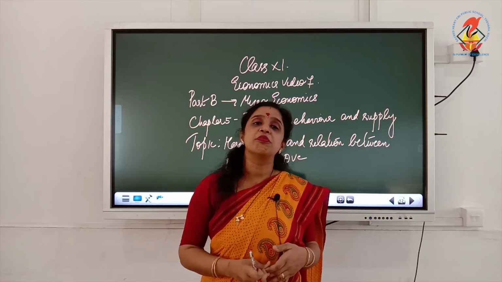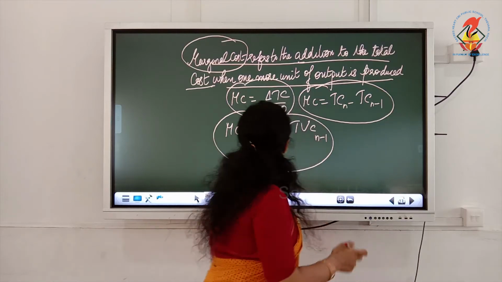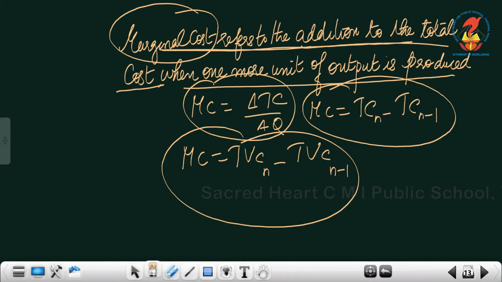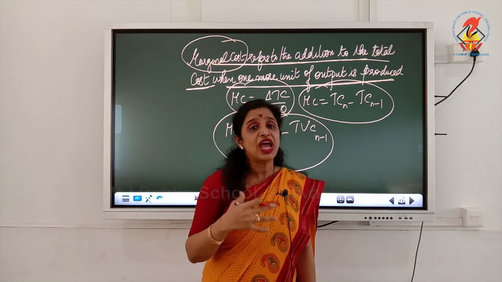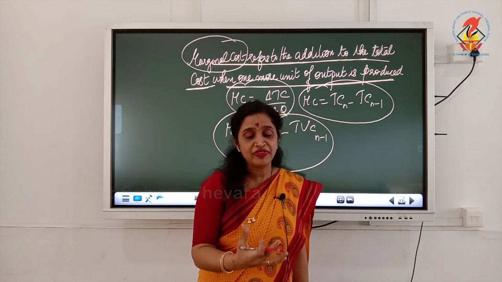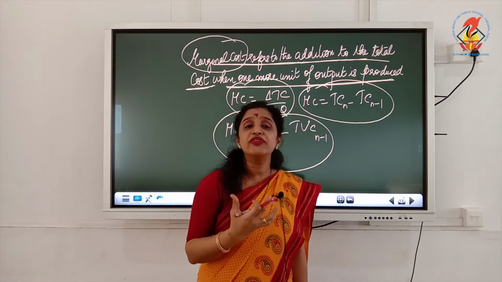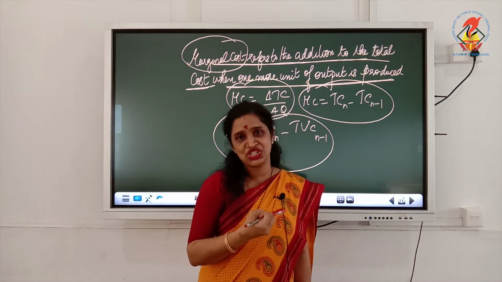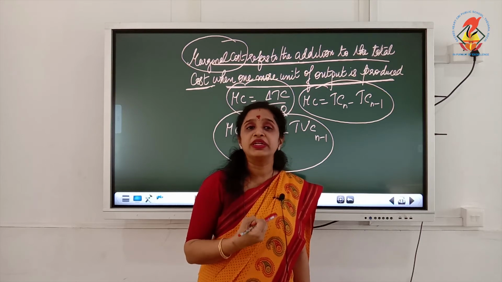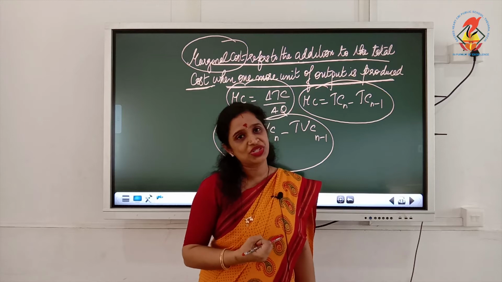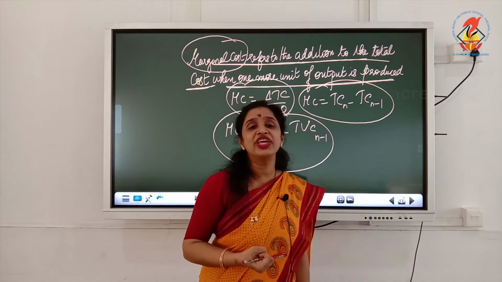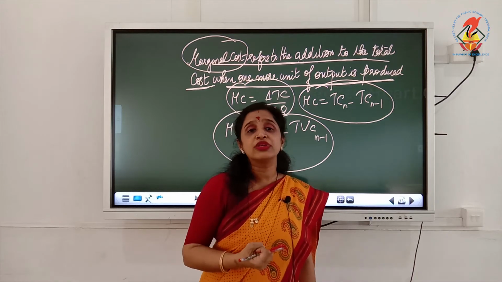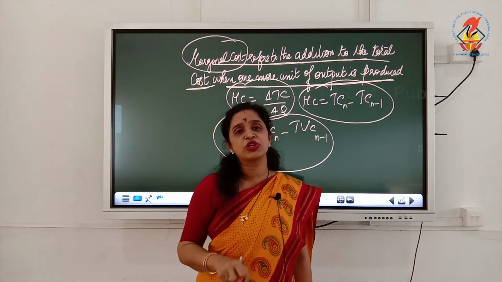Now let us see what is this marginal cost. The marginal cost refers to the addition to the total cost when one more unit of output is produced. Now what is meant by that? If addition to the total cost is made, that is known as marginal cost. Whenever you learned about marginal utility, marginal productivity, you came across the word addition. So that same application can be done here too for marginal cost. Now what is marginal cost? Addition to the total cost. An addition which is made to the total cost when an additional unit of output is produced.